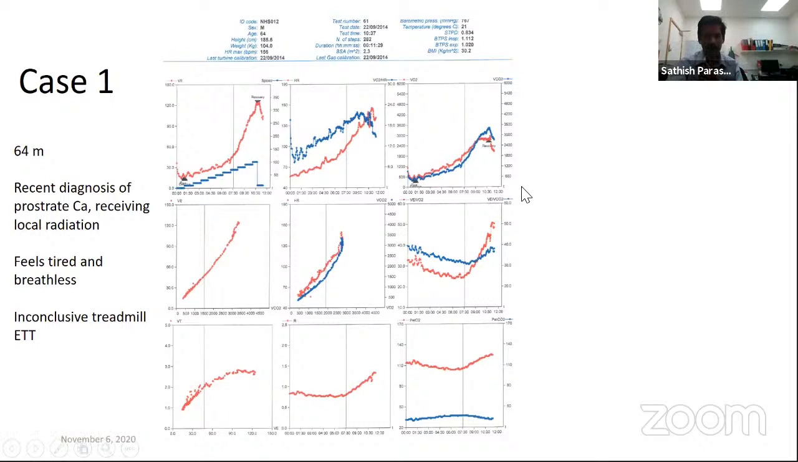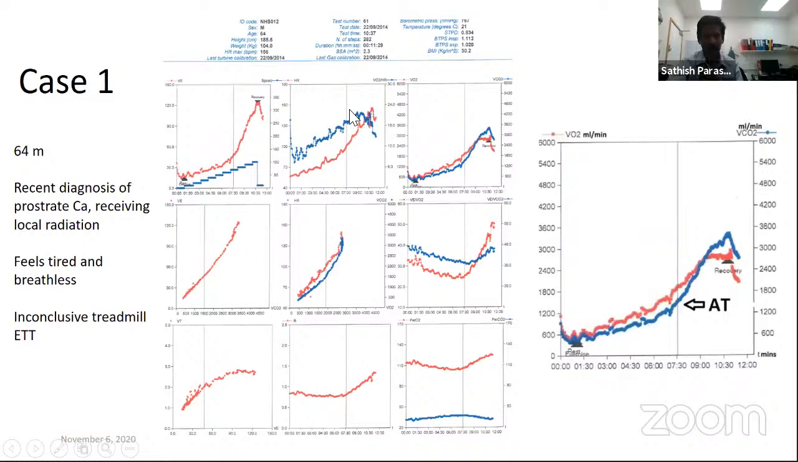Looking at the graph here, I've magnified the top right corner graph. That's the oxygen consumption, the graph we were looking at earlier. The red is the oxygen consumption, and the blue is the carbon dioxide produced. They run parallel to each other, and then anaerobic threshold metabolism sets in, and then it increases steadily to peak exercise. Essentially, if you see this graph, the oxygen consumption steadily increases, but towards the peak, it suddenly, abruptly flattens.